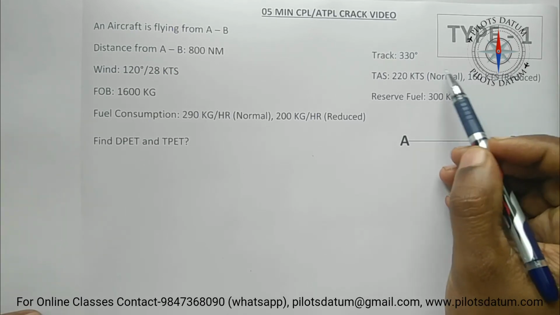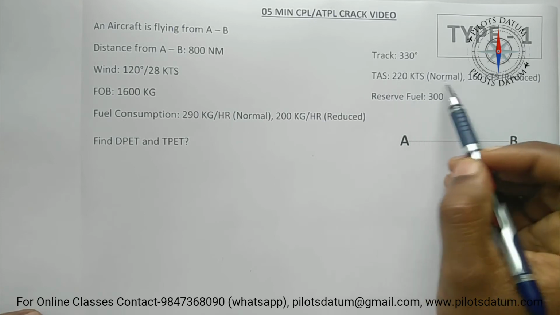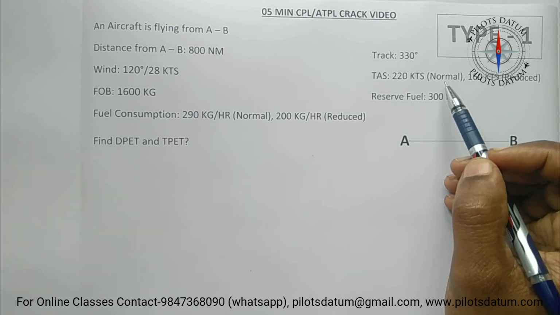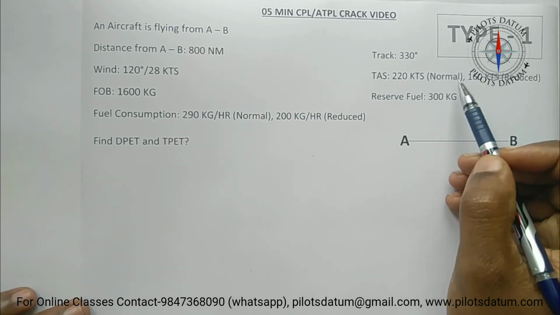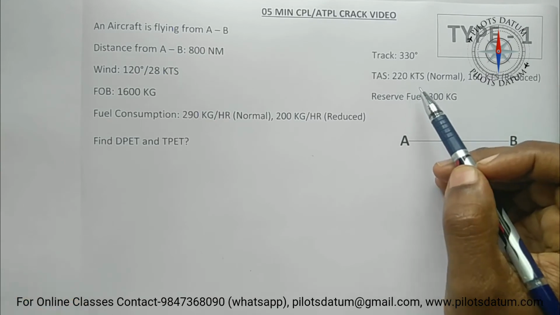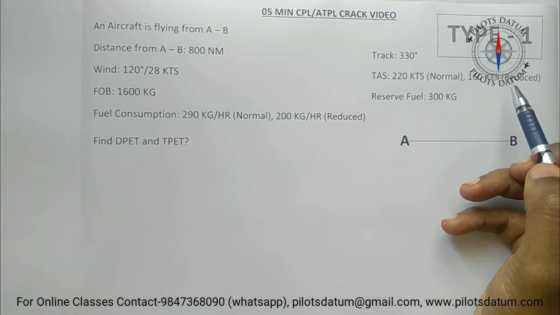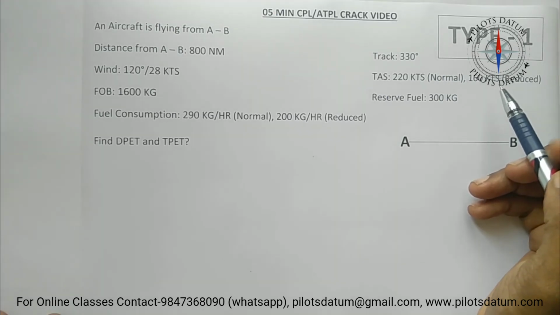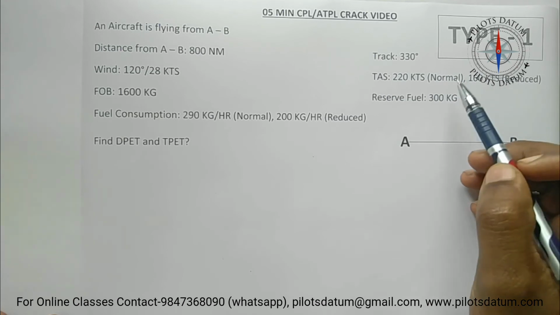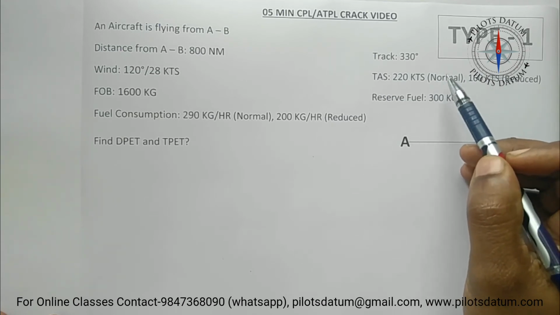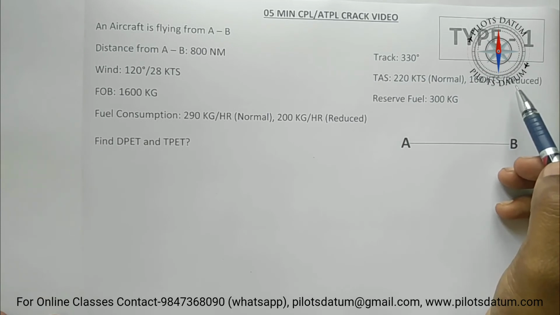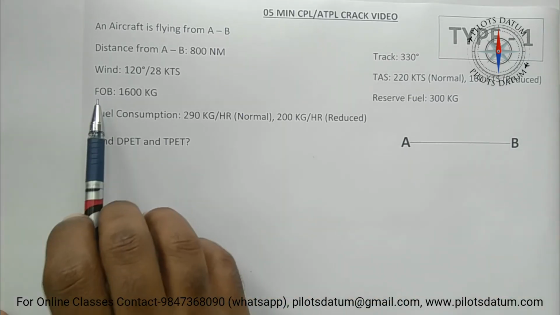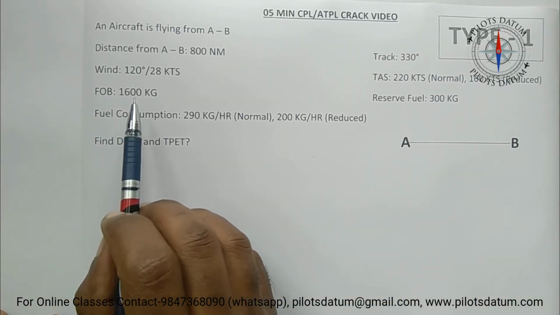When it is mentioned normal, that means the aircraft is running on full engine. That is, if it is a 4 engine aircraft, all the 4 engines are working. If it is a 2 engine aircraft, then 2 engines are working. When all the engines are working, the true airspeed will be this one. And when there is an engine failure, if it is a 4 engine aircraft, 3 engines will be working. If it is a 2 engine aircraft, only 1 engine will be working. That is given by the reduced one. In some questions, for normal it will be given as 4 engine, and 3 engine, or 2 engine and 1 engine. Both are the same.